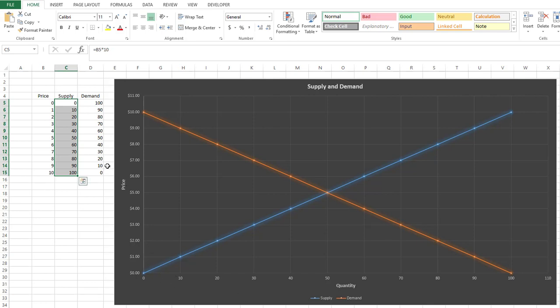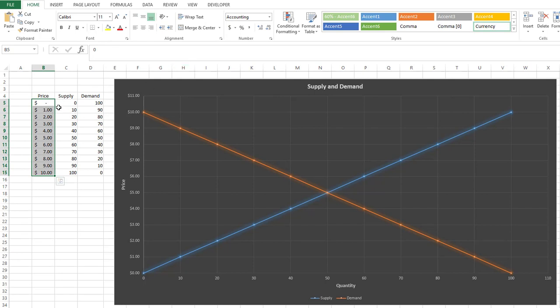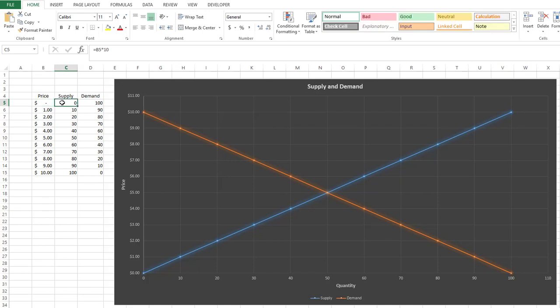As we can see from our supply and demand schedule here, at a price of $0, the restaurant does not want to make any hamburgers. It should be pretty obvious, right? If you're not getting paid to make something as a business owner, you're probably not going to make it for free because then you would be losing money.